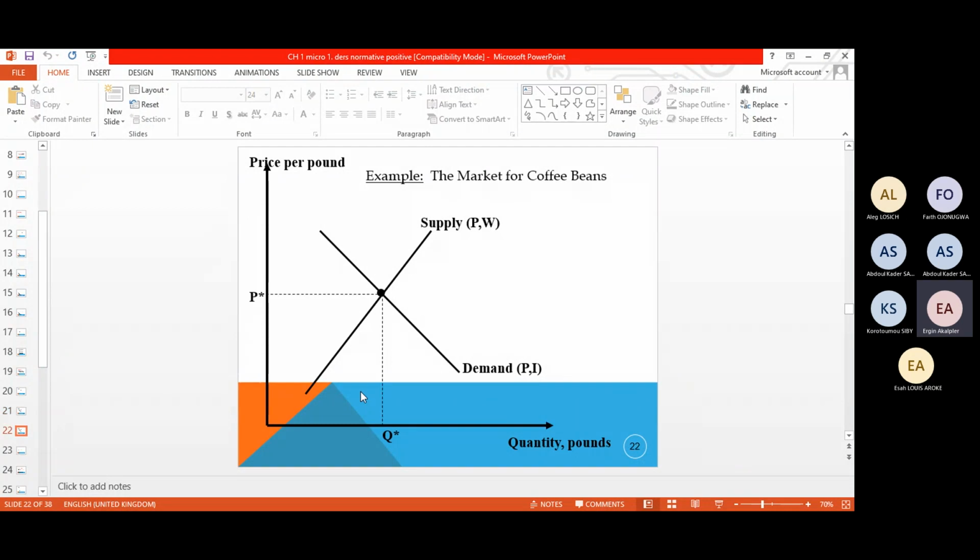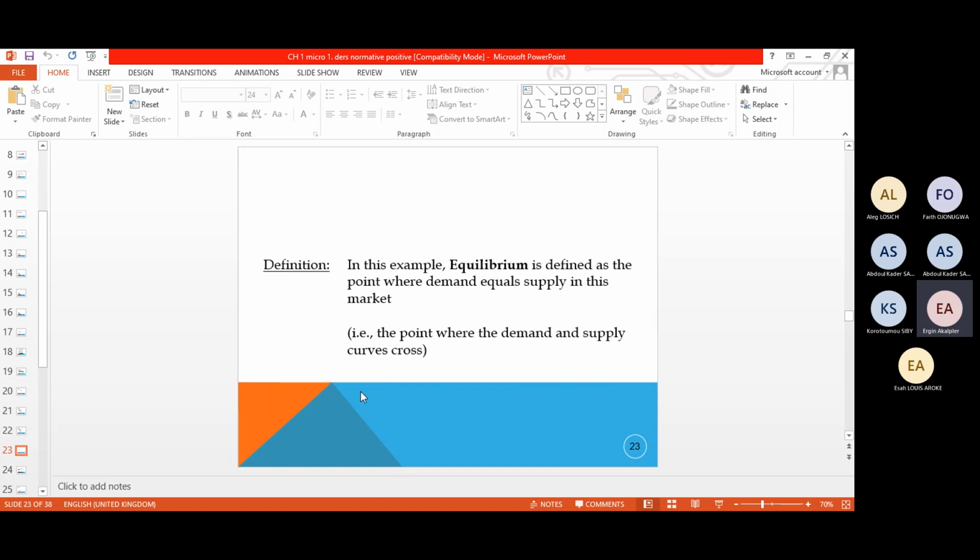Therefore, the equilibrium realized here, as you are observing, is where the P star and Q star intersect each other, on these two lines where the supply and demand curves intersect and have the equilibrium position. In this example, equilibrium is defined as the point where demand equals supply in the market, and the point where the demand and supply curves cross each other is supposed to be the best possible option.